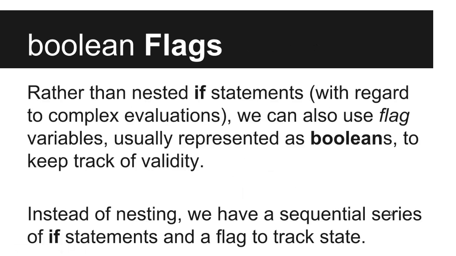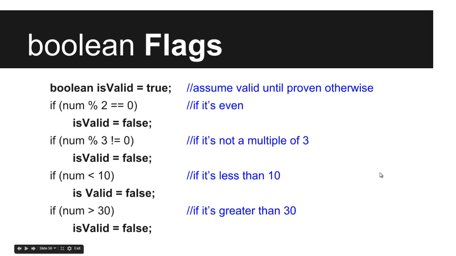All that we really do is we set up a flag variable, which we almost always represent as a Boolean, to keep track of if something is valid. This only really works when we're talking about a complex evaluation where the end result is either yes, this is good, or no, it isn't good. But I'll show you an example of that. We're going to take the previous program, the one where we check to see if our number is an odd multiple of 3 between 10 and 30 inclusive, and we'll just re-represent this using Boolean flags.